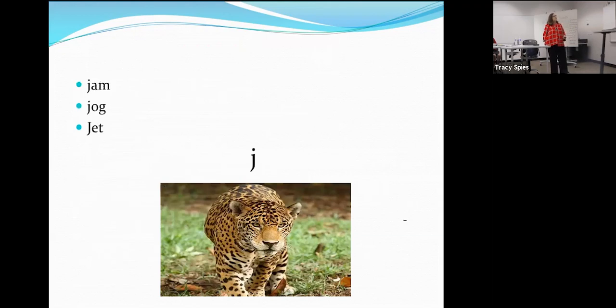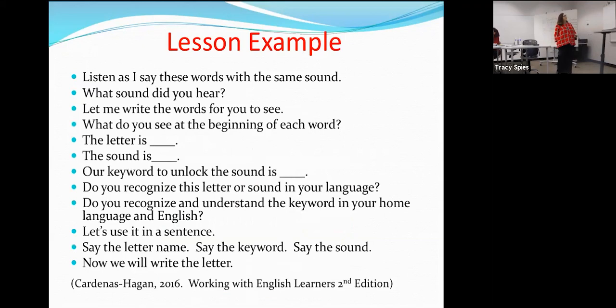Jaguar. In Spanish, you say jaguar. So these are the same words, but in English, we say J. And in Spanish, you say, very good. So our key word is jaguar.